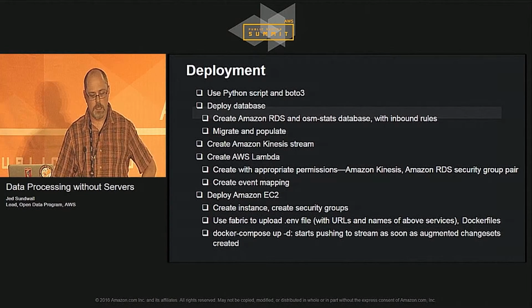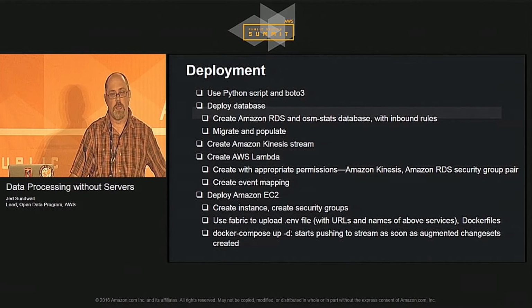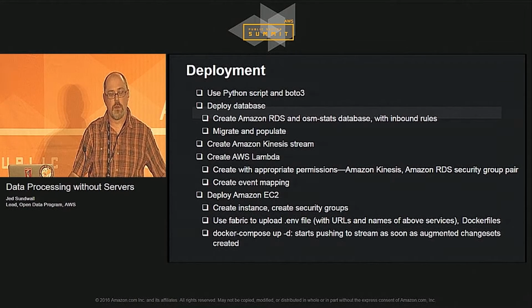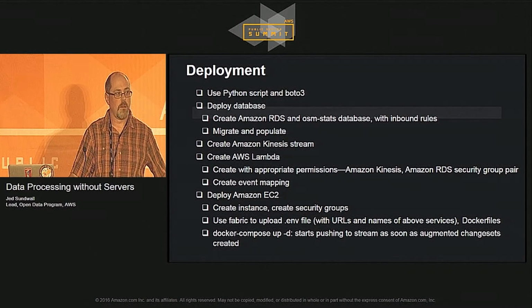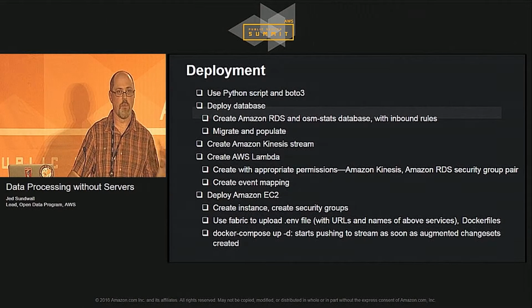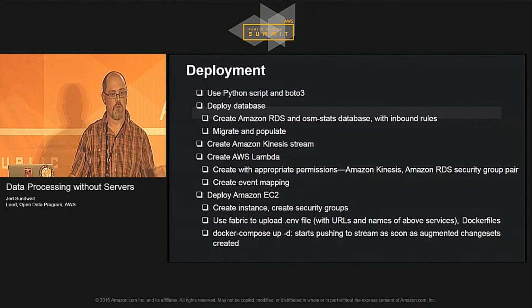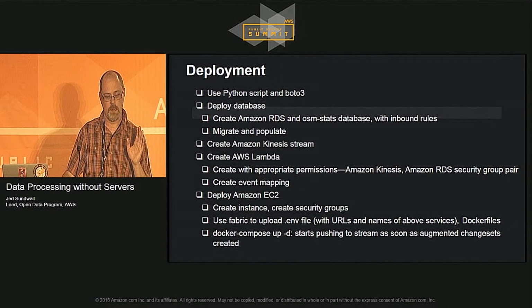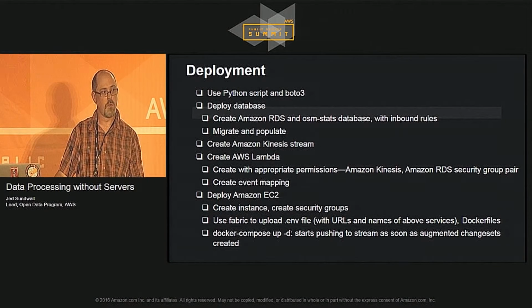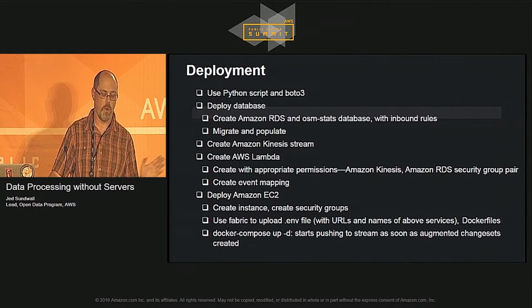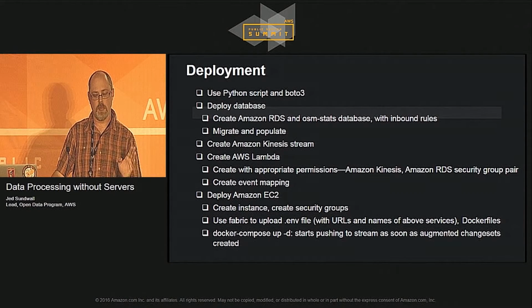For deployment, we deploy this by using a Python script in Boto3. We first deploy the database. It's important to get all these things in the right order. First deploy the database and migrate that, and create a rule so that we can access it from anywhere. This is important for later.